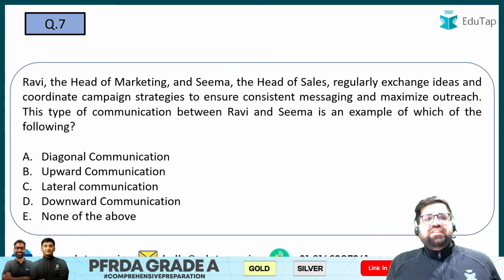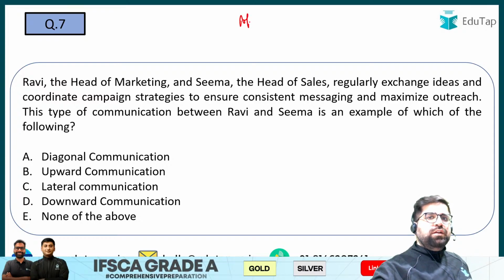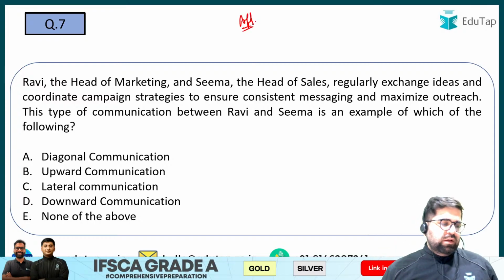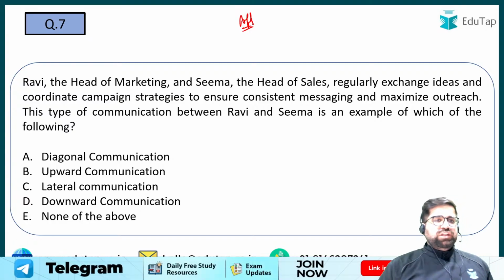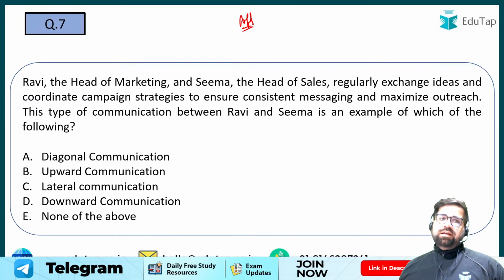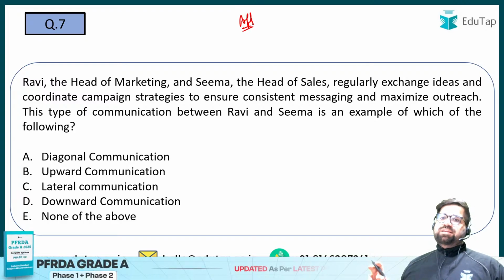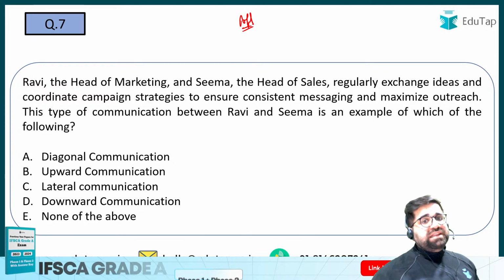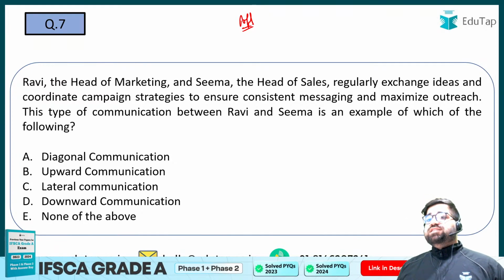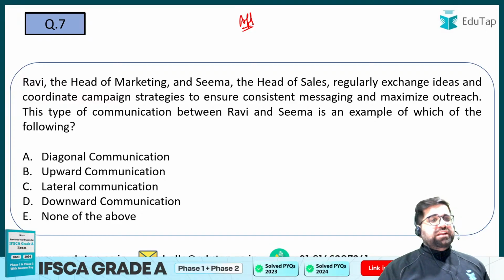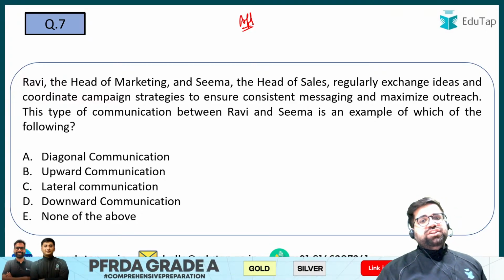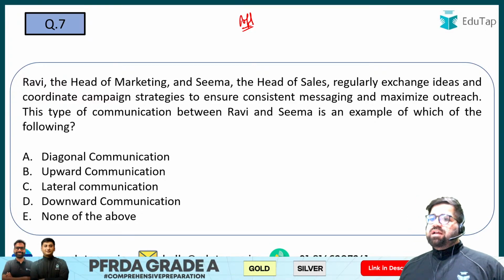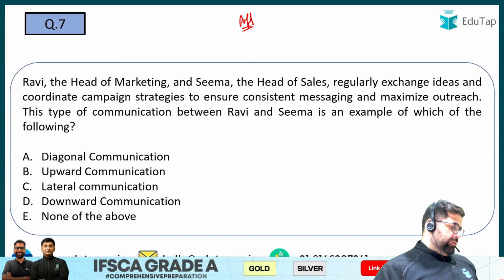Moving forward to the 7th one. Now, this is an application based question. Please try to answer it with full reading. Question says, Ravi, the head of marketing, and Seema, the head of sales, regularly exchange ideas and coordinate their campaign strategies to ensure consistent messaging and maximum outreach. This type of communication between Ravi and Seema is an example of which of the following?